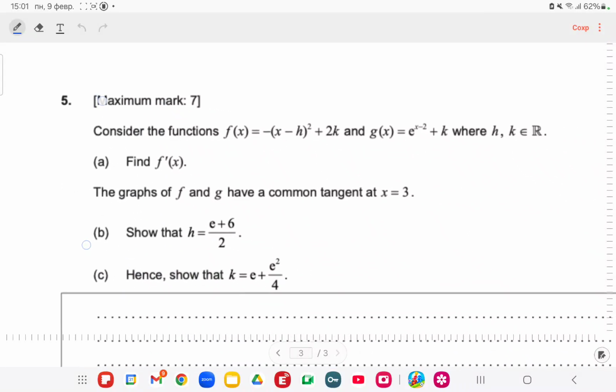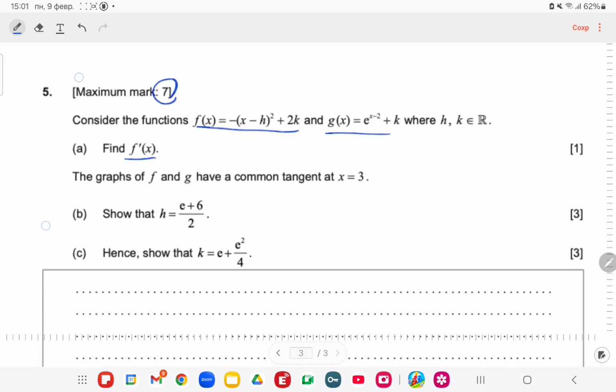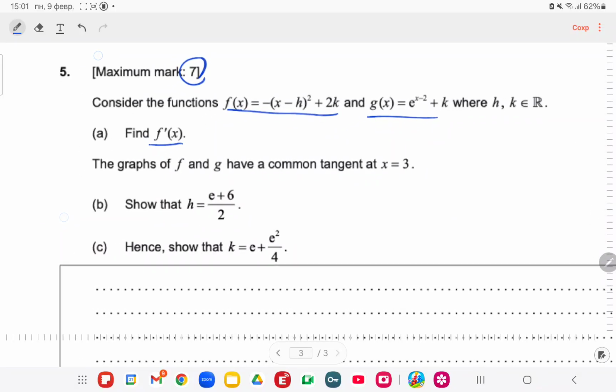Hello, we continue the Analysis and Approaches Standard Level, Paper 1 of Paper 2021. It's given 7 marks for the question. We're given actually 2 functions here, and the first question is to find the derivative. There are 7 marks total, and let's start by finding the derivative of function f.